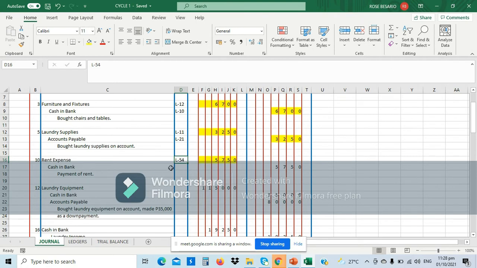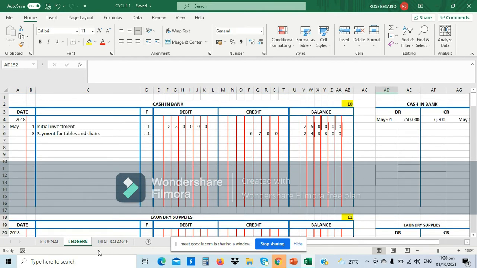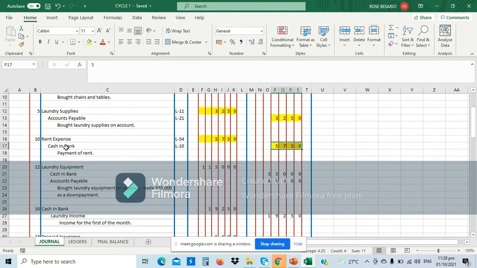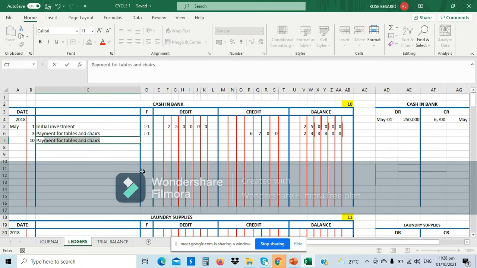Then we have cash in bank. So we transfer it to L10, right? It's ledger number 10 for cash in bank. So L10, so proceed to your cash in bank ledger. Okay, so this is what? Payment of accounts payable. I'm sorry. Payment of rent expense. So in the ledger, you'll have here 10. Payment for rent. Then from J, page 1.